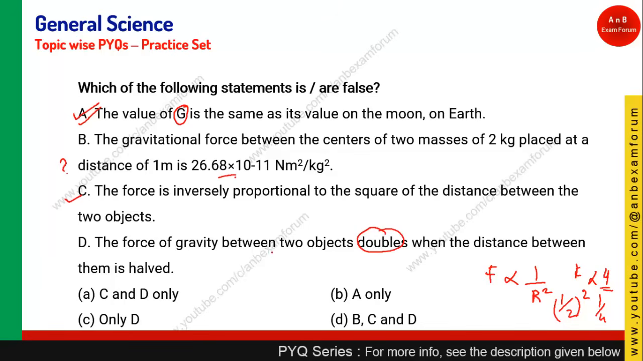So this is incorrect. So let's see the options. Which of the following are not false? So C and D, this is incorrect. Option A only, this is again incorrect. Only D, yes, only D is the right answer because B, C, D are correct. So I am assuming this is true. So option D is the right answer.